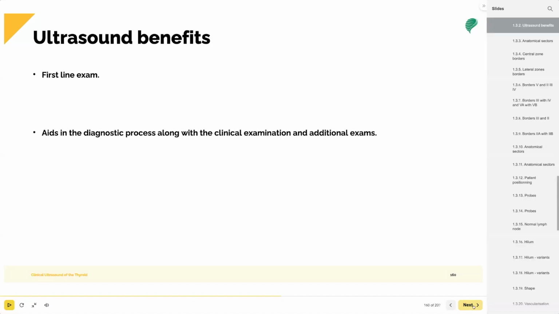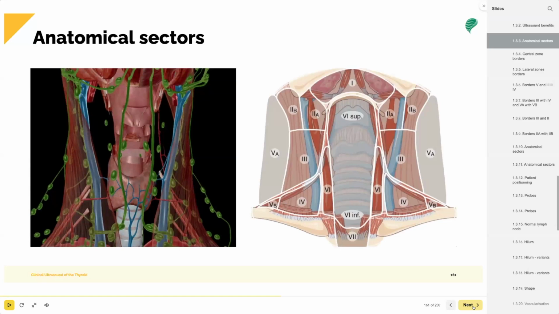Okay, so ultrasound is usually the first line exam, once again, because it is economical and it's very non-invasive. It aids in the diagnostic process along with the clinical examination. These are the anatomical sectors. They are divided in the following regions.